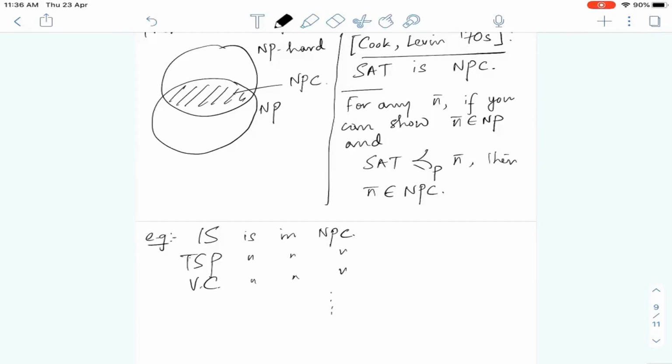What is an example of NP hard and not NPC? Yeah, this counting independent set problem. That's NP hard, but it's not NPC because it itself is not an NP problem.